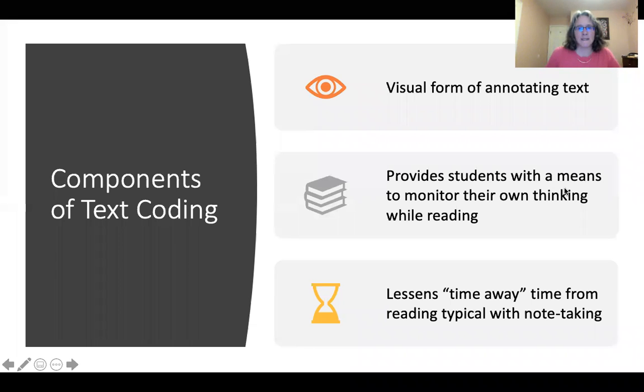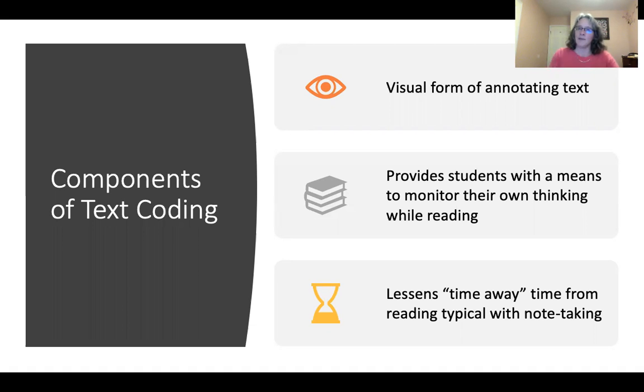So the components of text coding: first and foremost, it's a visual form of annotating, which means taking notes, a visual form of taking notes on text. So it's using just quick symbols to represent ideas. But importantly, it provides students with a quick and powerful means to monitor. Remember, the important part of metacognition is the monitoring. So it provides students a powerful means to monitor thinking while reading.